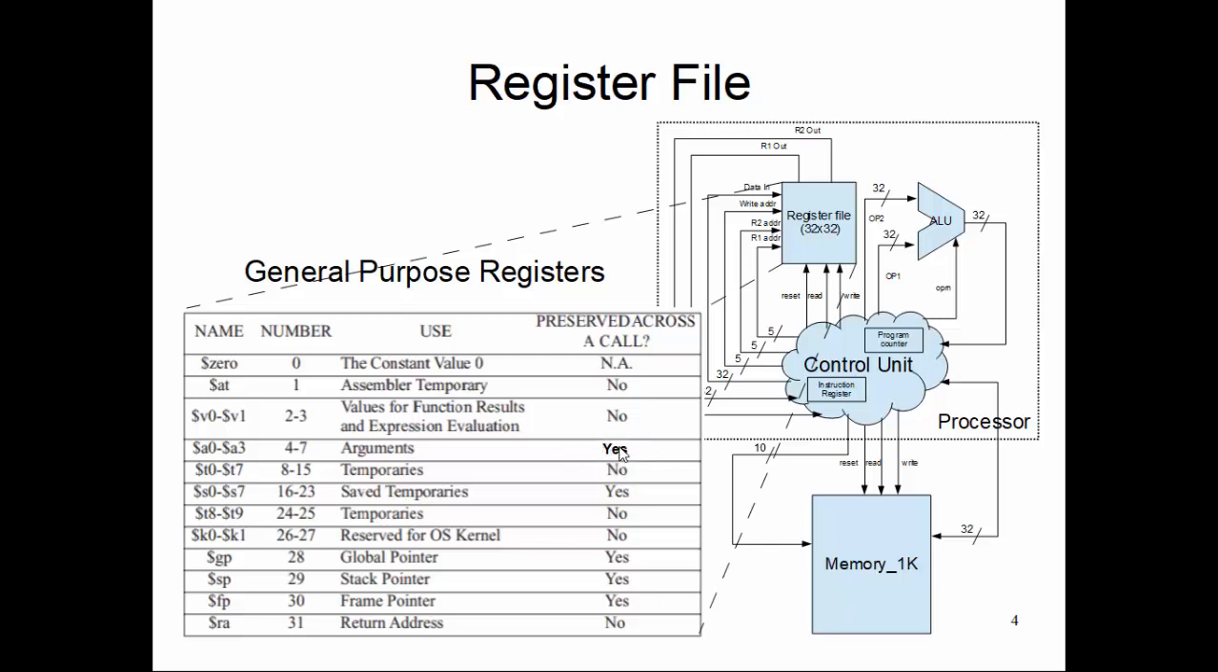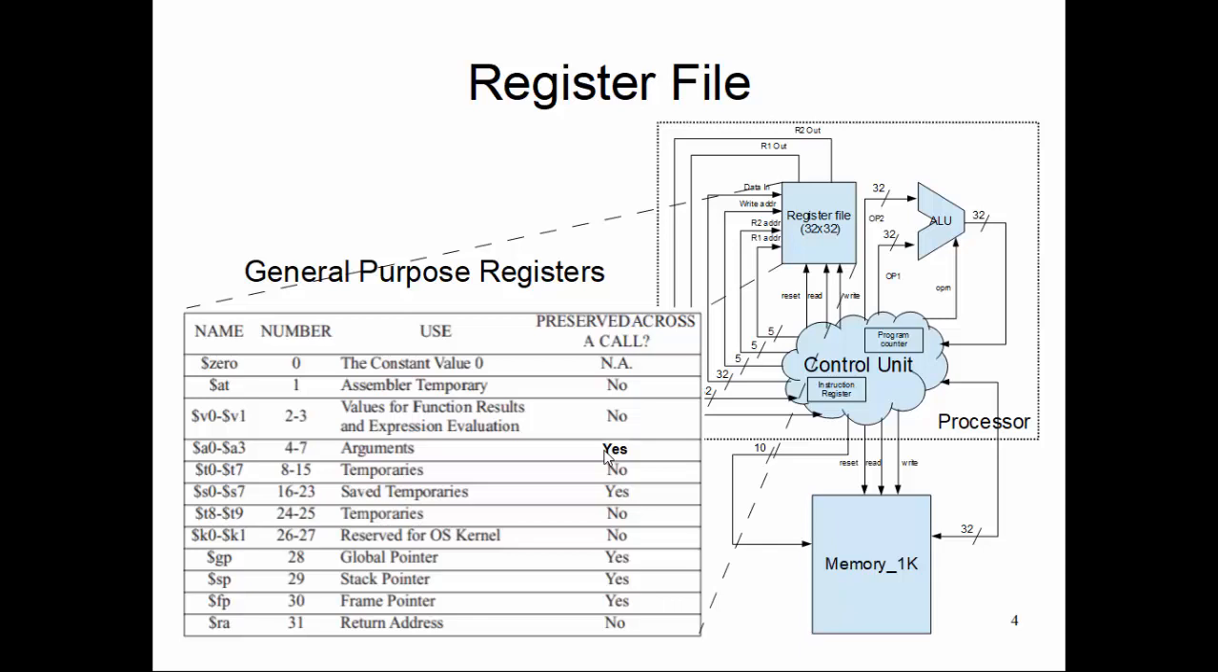That's why I overwrote that part with a yes. So throughout this semester, throughout this class, we will assume A0 to A3 values are preserved across a function call. If you don't assume it, your project implementation is not going to work.